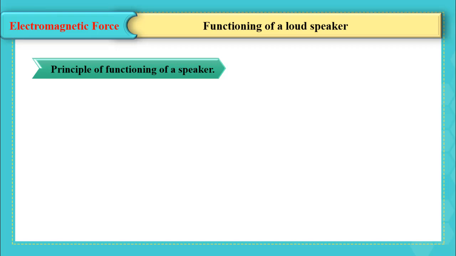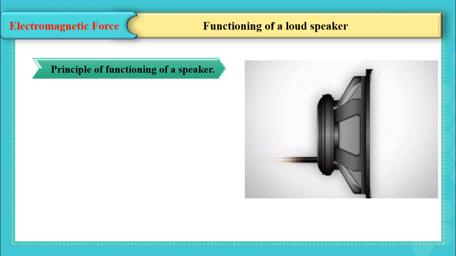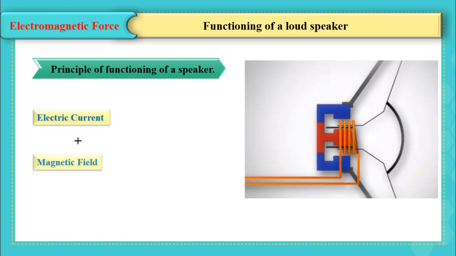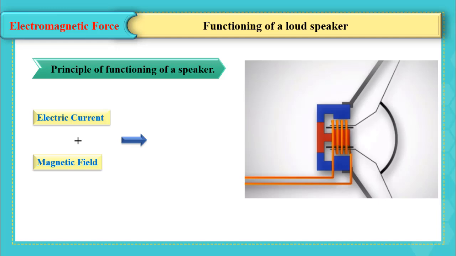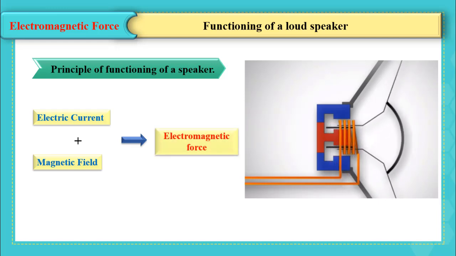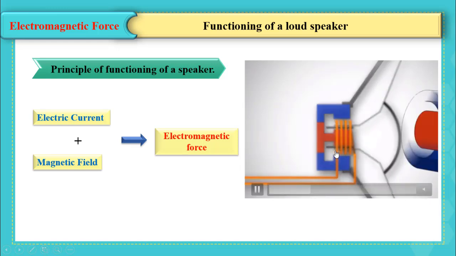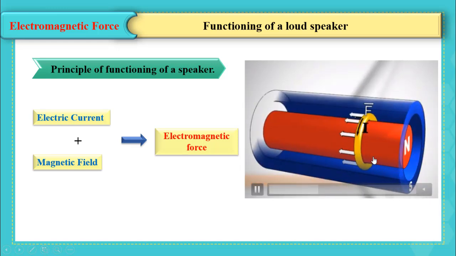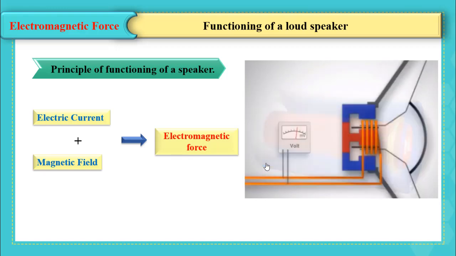At last, it's good to mention an application that depends on the Laplace force in its functioning, which is a loudspeaker. Based on the idea that electric current and an external magnetic field both make an electromagnetic force, what happens in the loudspeaker? When an alternating voltage U of a frequency F is applied between the terminals of the coil, an alternating current I of the same frequency F traverses the coil.